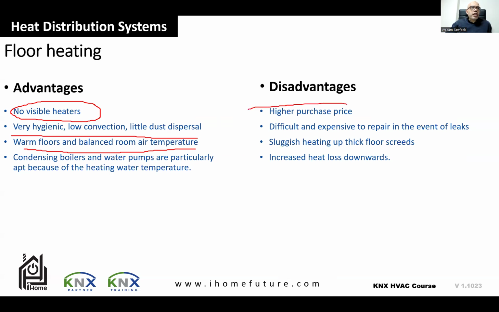The disadvantages are a higher price, it's too expensive, and it is difficult and expensive to repair in the event of leaks. Sluggish heating up, and thick floor screeds. So the floor should be a little bit higher to allow the pipes to be installed under the floor itself. And of course, increased heat loss downwards.